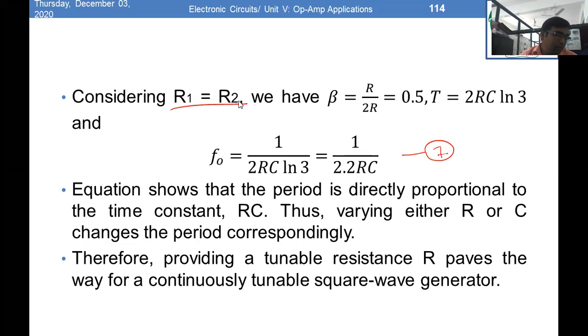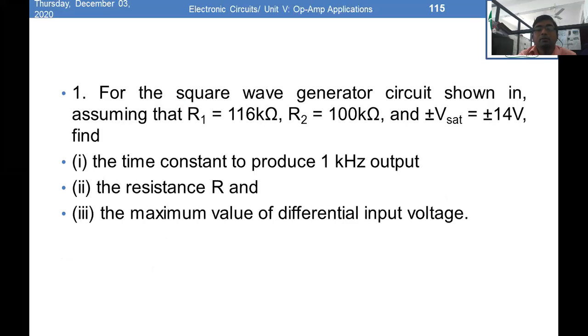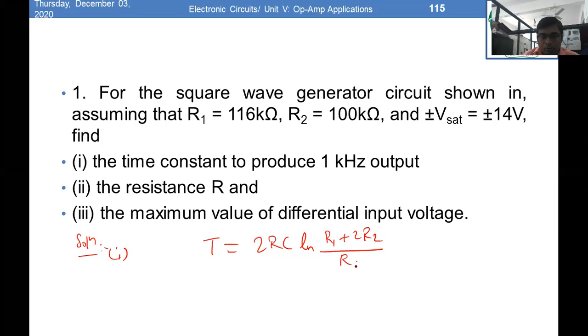Okay, now we will solve one numerical based on it. This numerical question is for a square wave generator, as we have seen in the circuitry of the square wave. Assume R1 is 116 kilo ohm, R2 is 100 kilo ohm, plus minus V sat is plus minus 14 volt. Then find the time constant to produce a 1 kilohertz output. So in the first case we use the formula of 2RC ln of (R1 plus 2R2 upon R1).